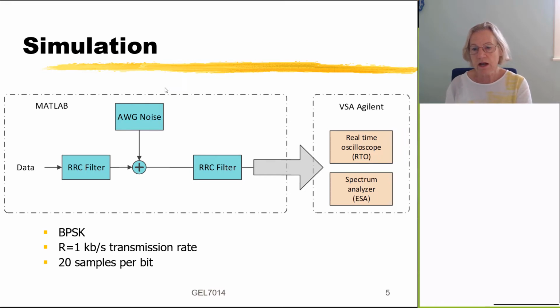So the particular example that we'll be working on in this homework assignment is to use binary phase shift keying, so a BPSK signal. We'll be simulating a transmission rate of 1 kilobit per second, and we'll be sampling this signal, so our real-time oscilloscope can capture 20 samples per bit. So in MATLAB, we generate a signal with these characteristics, and we output a file which has 20 samples per bit, and we take that file and put it as the input to this analysis software, VSA, vector signal analysis.